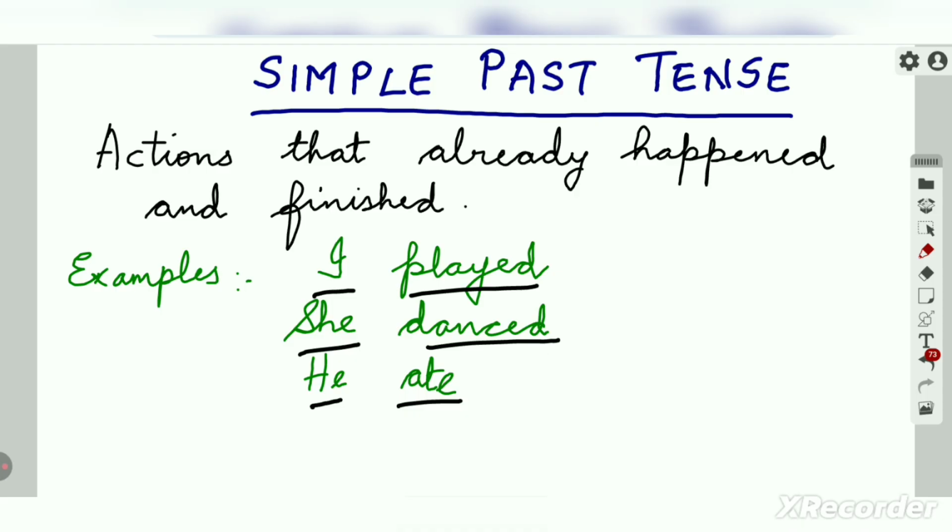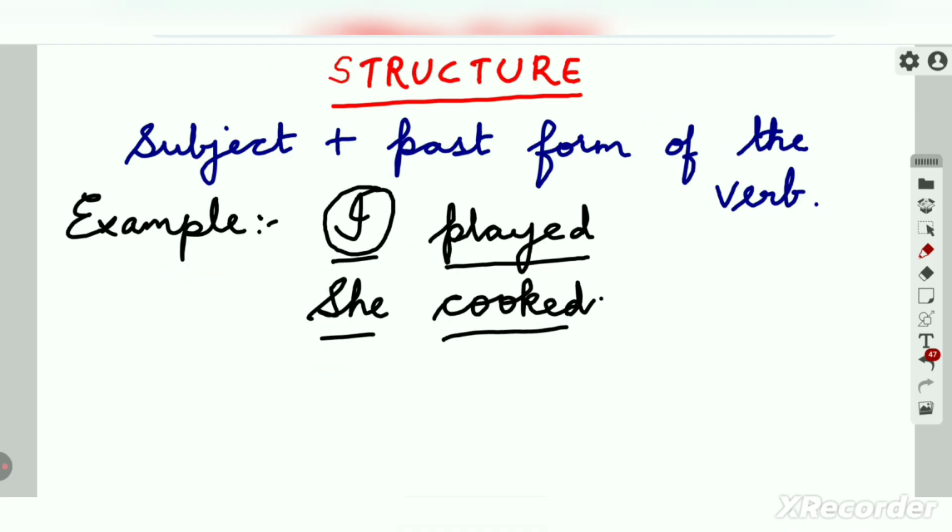Now, coming to the structure of simple past tense. How do you form sentences in simple past tense? The structure is subject plus past form of the verb. That is, I played. She cooked. So, we use the subject I here, and played is the past form of the verb play.